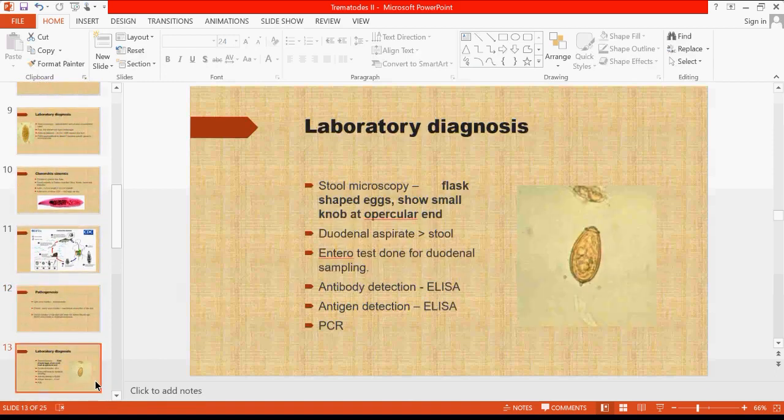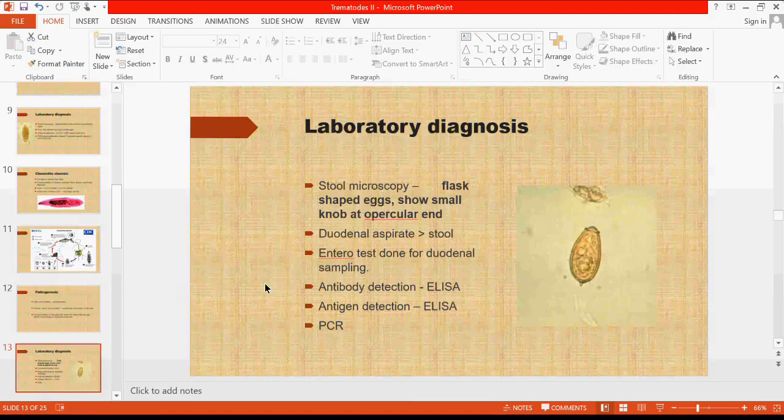Now for the laboratory diagnosis, you do the stool examination. Here the difference is that the eggs are flask shaped: embryonated, flask-shaped eggs that show a small knob. Here you can see a projection of the knob at the posterior end, opposite the opercular end. So these are the diagnostic characteristics of Clonorchis sinensis.